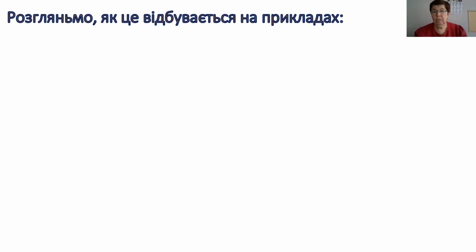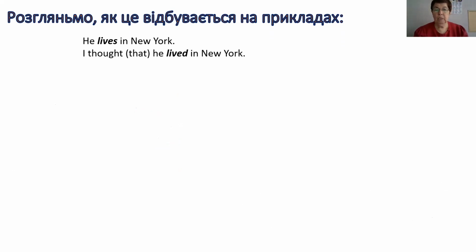Now we shall try to understand how it works using examples. He lives in New York. I thought he lived in New York. Mother is sleeping. I knew that mother was sleeping. Present continuous changed into the past continuous. As in the first example, he lives in New York, present simple changed into past simple.